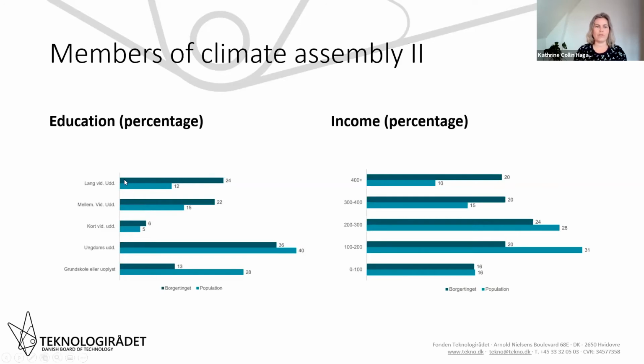As you see, we have 24 members with a university degree, a lang videregående uddannelse, and 12% of the general population have a university degree. On the other side, in the highest income group, more than 400,000 Danish kroner per year, 20% of the citizen assembly had that, and only 10% of the general population.